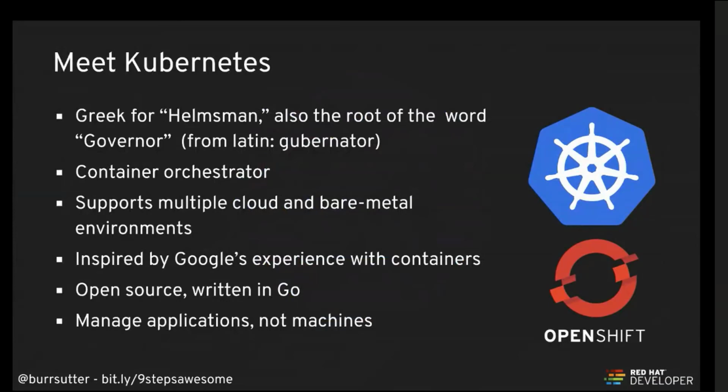So it's your container orchestrator. It'll support multiple cloud environments and bare metal environments. So you don't need a virtualization system in many cases, like OpenShift will sit directly on bare metal, as an example. It's inspired by Google's experience with containers. If I was a Google person back in the day, I would say, we launch 2 billion containers a week. That's the thing they used to love to say.